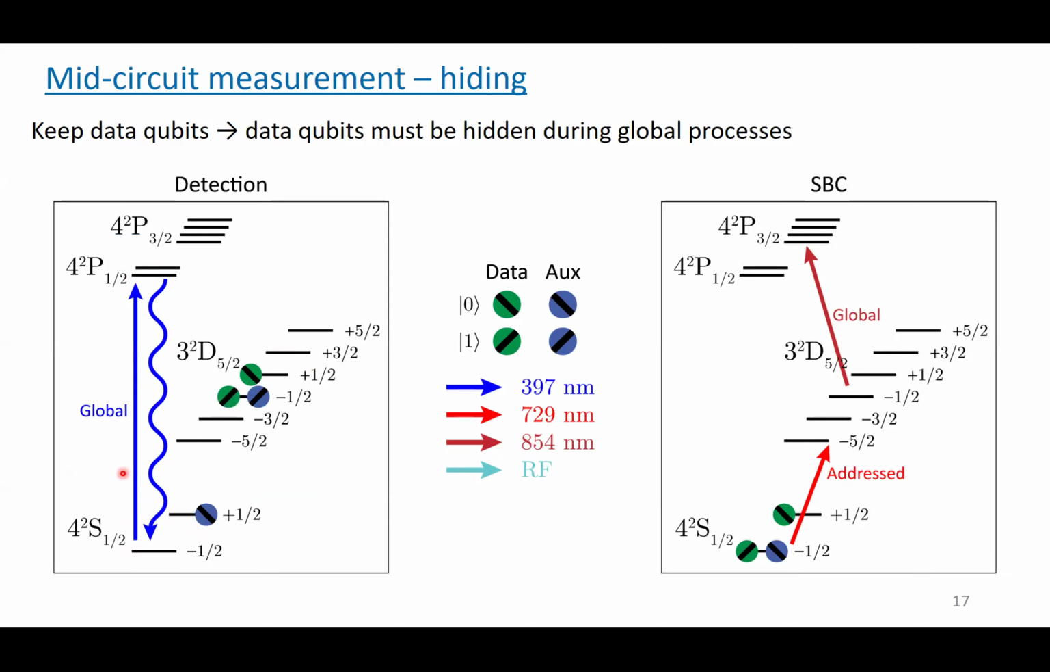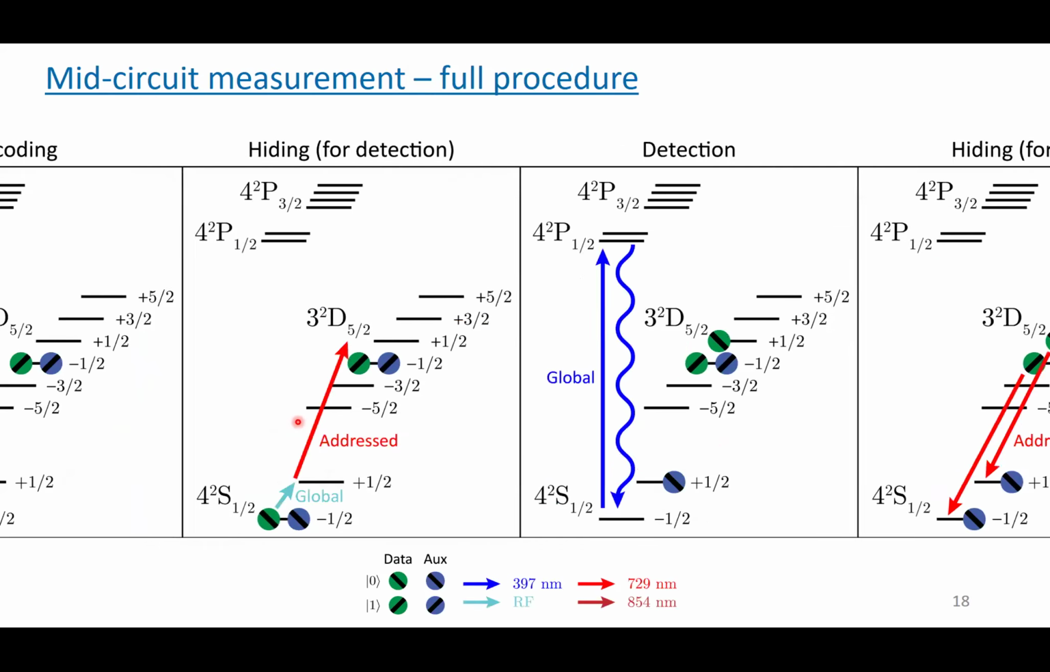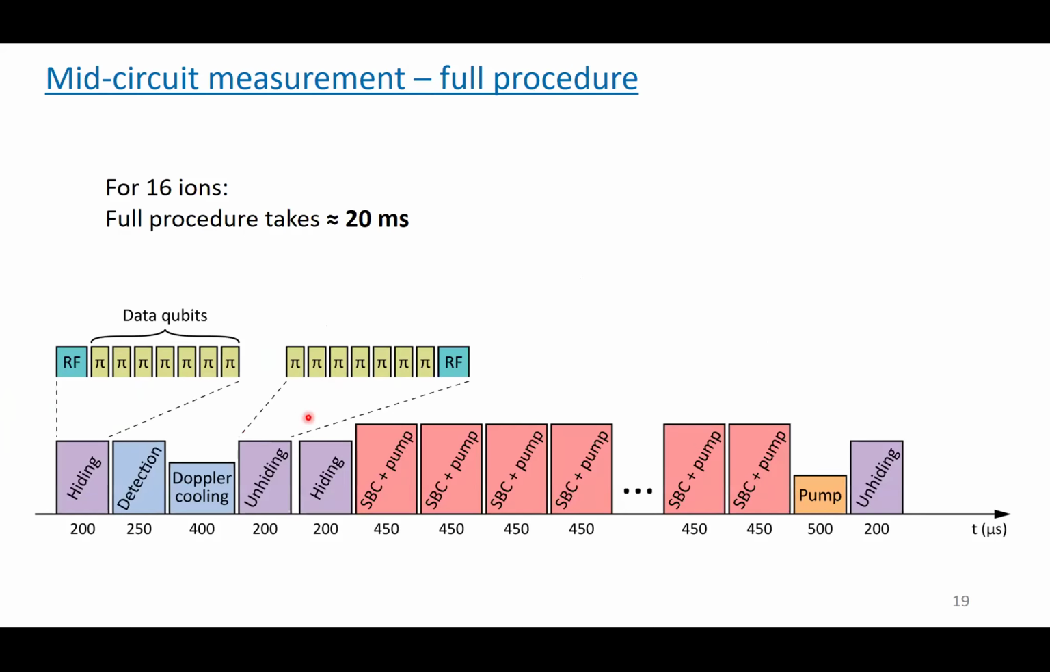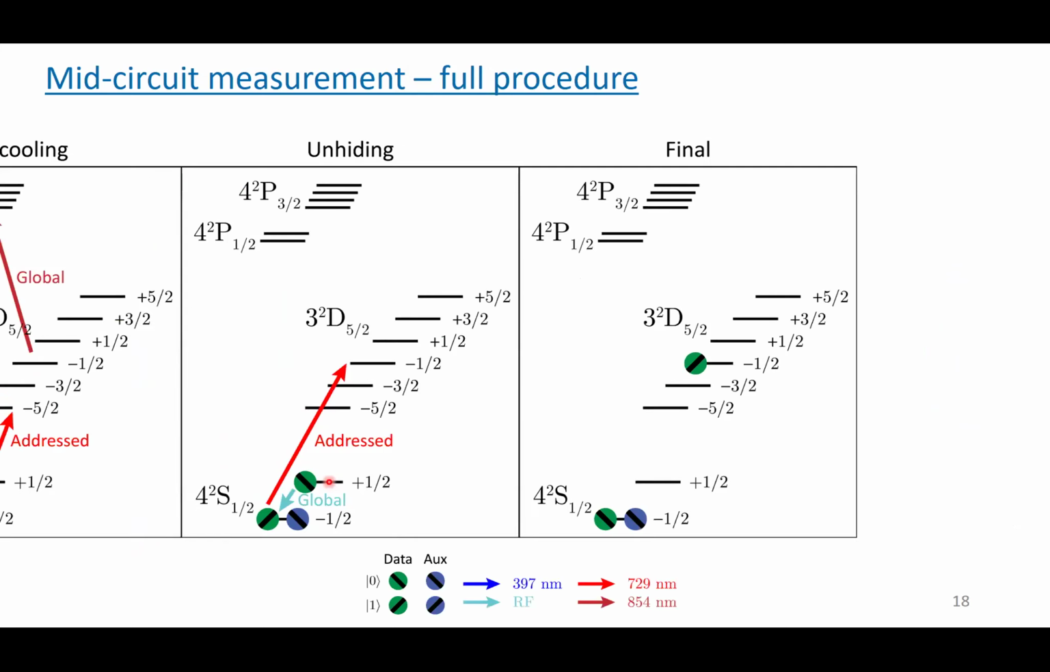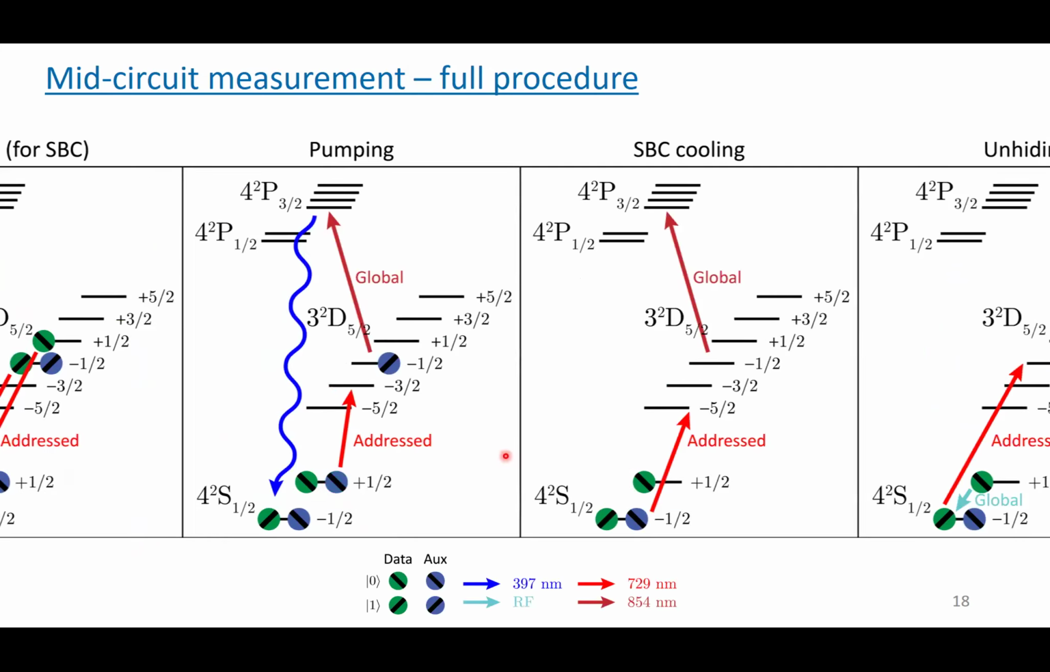So 397 will not disturb them. There is also 866, which is not shown, but it only touches D3/2. It does not do anything to D5/2. Does it make sense? No, I meant like you have hiding and unhiding next to each other. Why not unhide at all? Well, yeah, that's just basically an illustration of how exactly we do it.